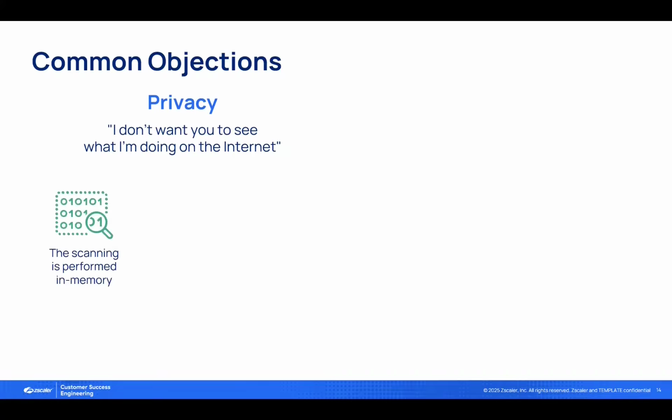Here are some common objections that you might run into in the course of discussing this with stakeholders, workers' councils, and other entities involved in this process. The first one is generally centered around privacy, users not wanting you to see what they're doing on the internet. There are a few important points to understand in order to respond to this objection. One, all scanning is performed in memory inside the Zscaler service edges. This is entirely automated, and no human being ever has access to the contents of an encrypted transaction.